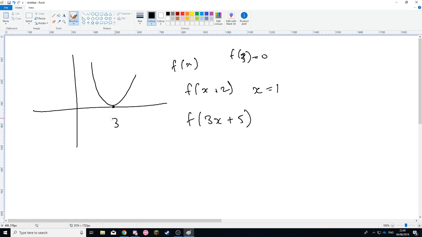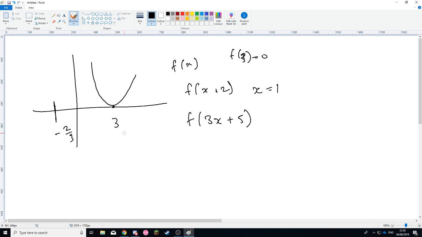Anyways, f of 3x plus 5. So now you look at the translation first. f of 3x plus 5 first is going to take it to minus 2. Minus 2 is here. And then parallel to the x-axis it is going to be squished by scale factor of 3, so that will go from minus 2 to minus 2 over 3.